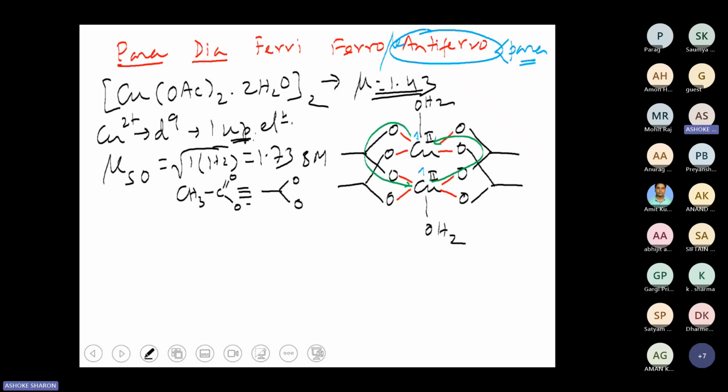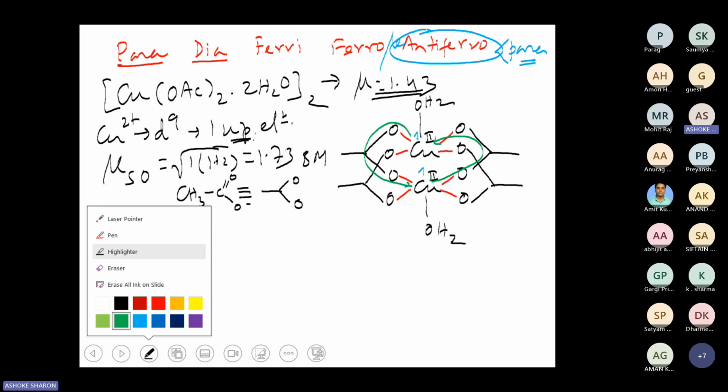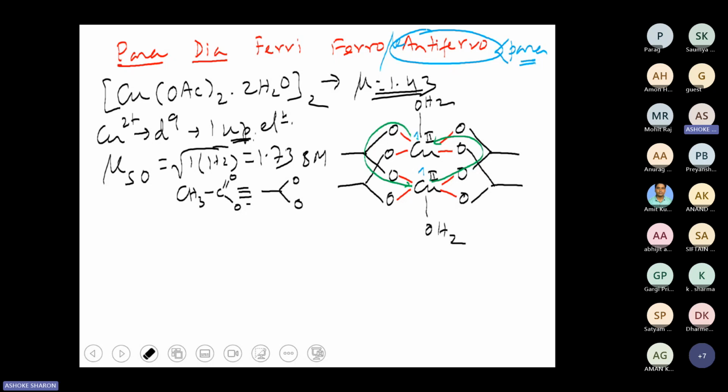Okay, so this is a very nice example of antiferromagnetic interaction, or the antiferromagnetic coupling, of copper 2 diacetate. I have made one mistake over there. This should be 1 water. Please note that the 2 is on the outside. Each copper is connected with 1 water molecule.